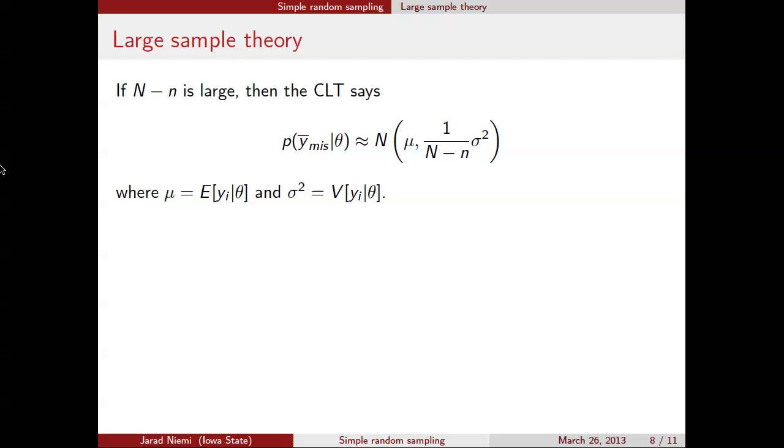And if you have that, then the central limit theorem kicks in as long as the number of missing data is large. If you have a large amount of missing data, then the average of their values is just this formula by the central limit theorem. Or it's approximately this; it converges as N minus n goes to infinity. So this is just an application of the central limit theorem to your missing data.